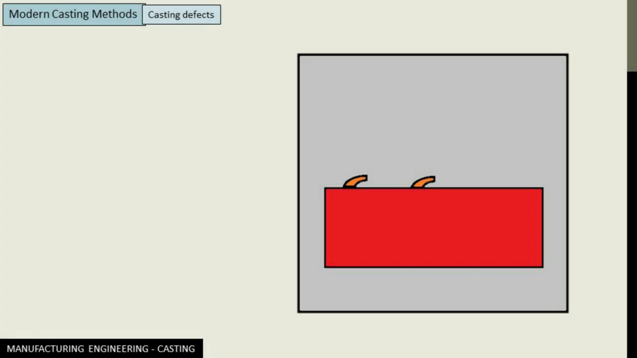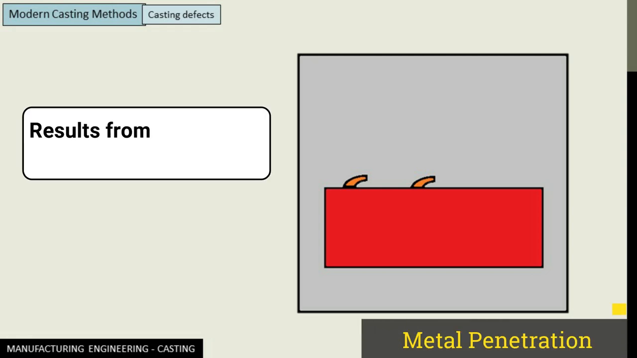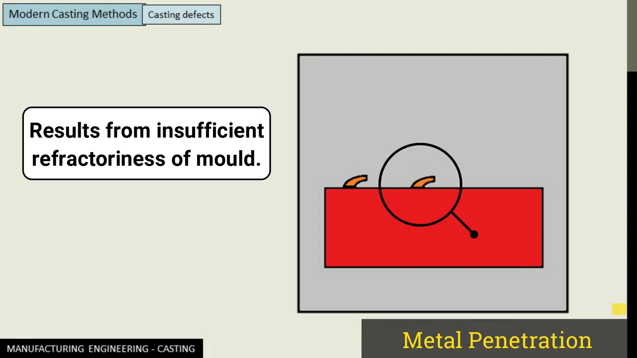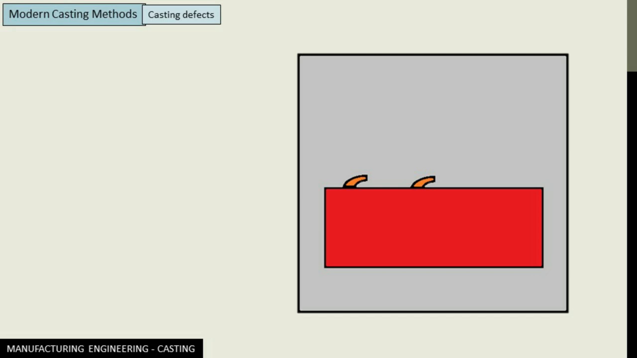Then we have metal penetration. It is also known as burnt on sand, which results from insufficient refractoriness of the molding material.